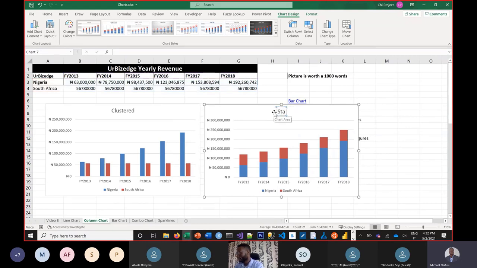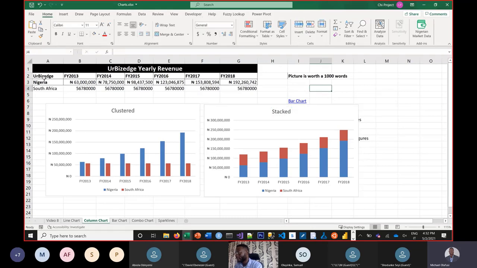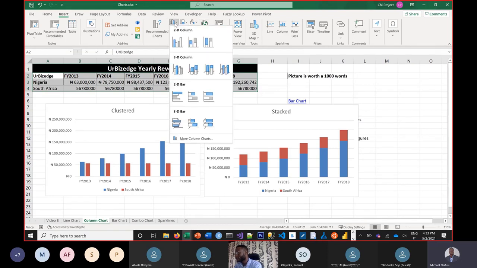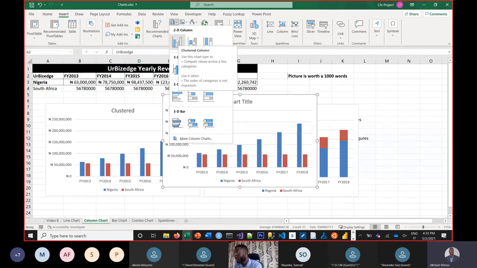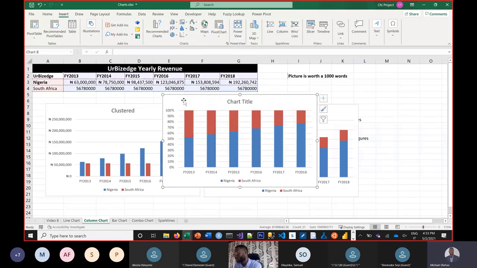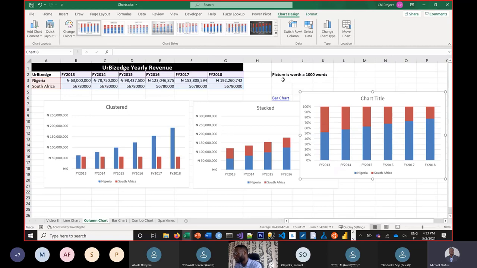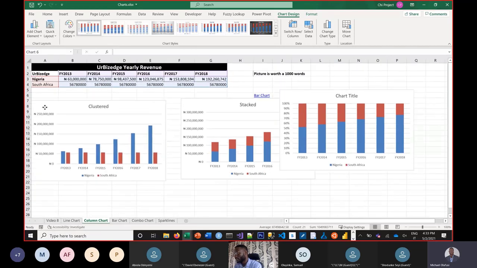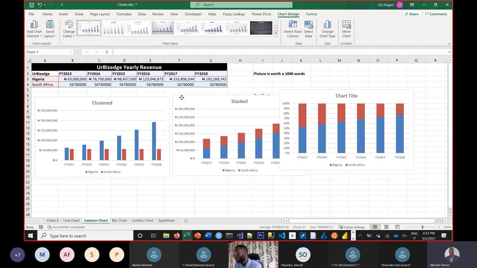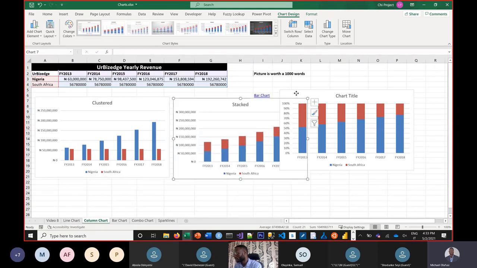So stacked, this is the stacked. I'm going to pick the third one. So maybe I'll do this one slowly so that you see that this was the first one I picked. This is the second one I picked. Now I'm picking the third one. Okay, so now we have all three. And I can now explain to you what the difference between them all is.